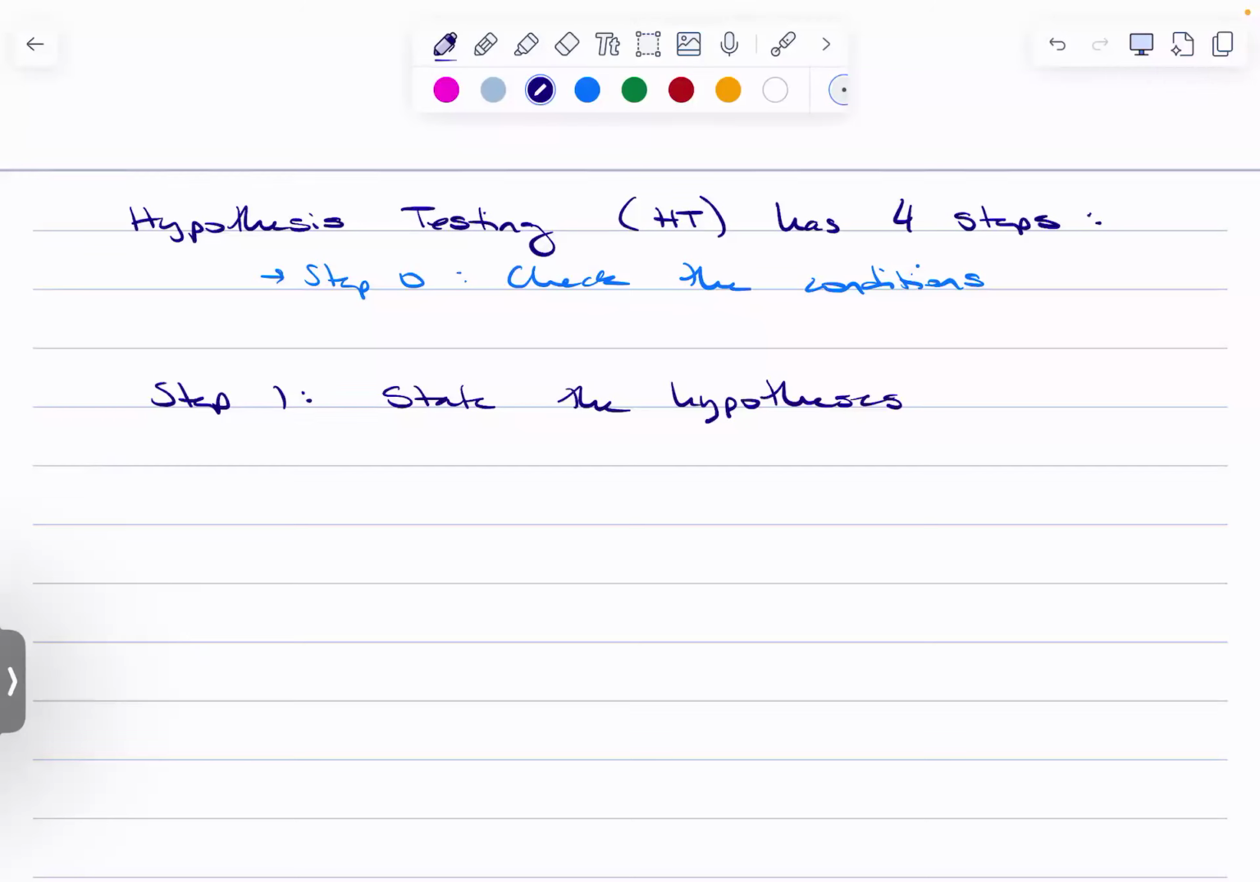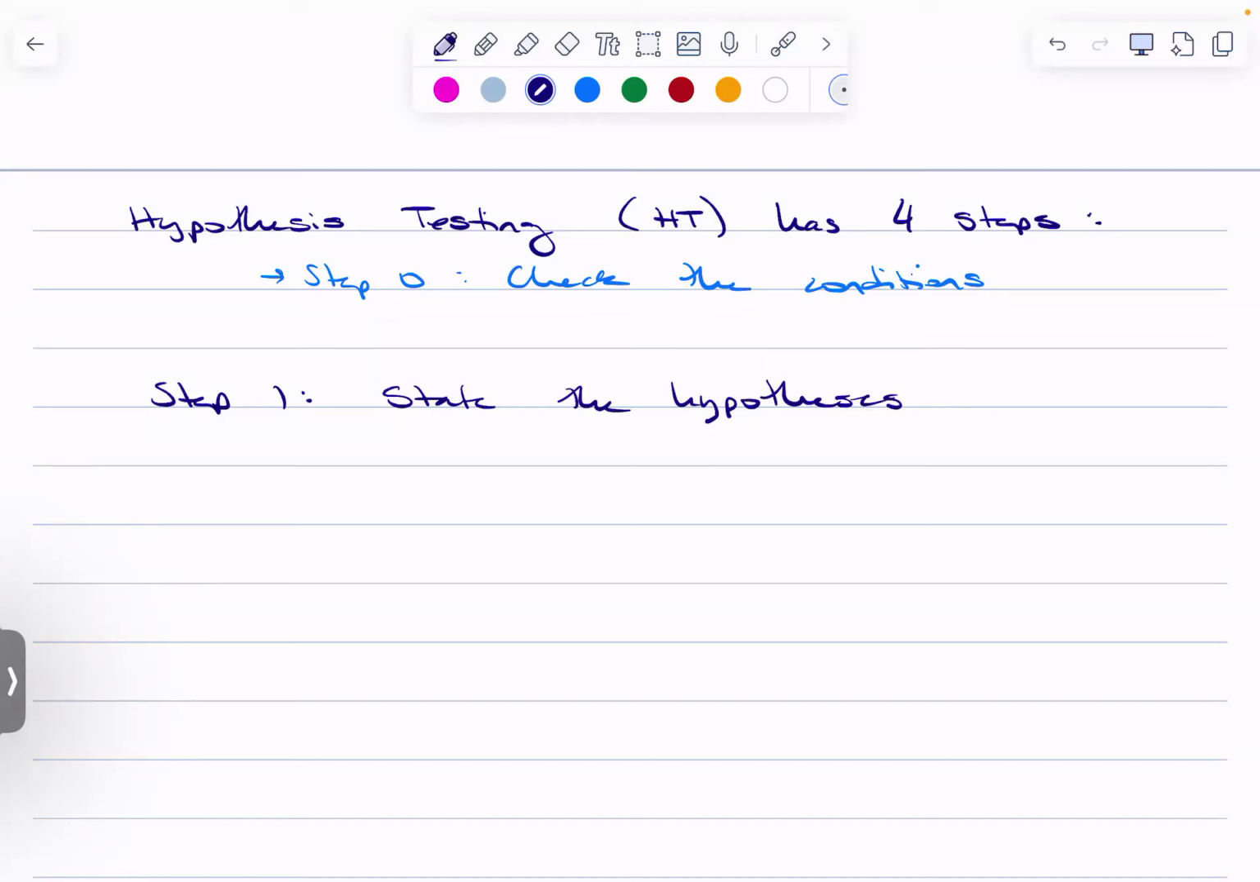Now, in your work, you don't have to list the steps. You have to do all the steps, but you don't have to actually outline which step you're doing. But I do think it's probably helpful. And I'll always write out what the steps are, just so you can see that it's always the same. And so step one is to state the hypotheses.